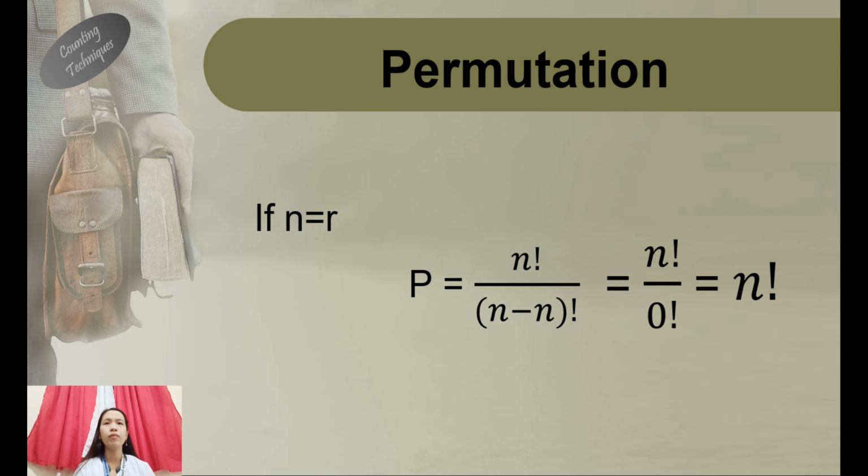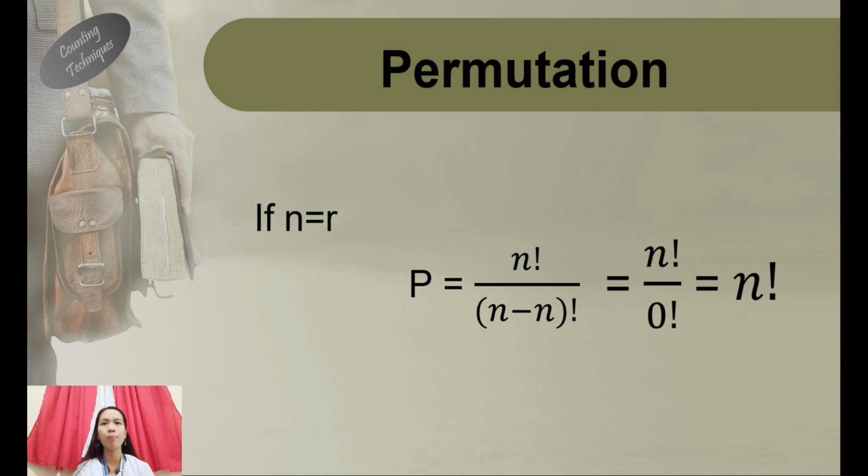If the value of n is equal to r, use this formula. P is equal to n factorial over the quantity n minus n factorial. So, it is equal to n factorial over 0 factorial, which is equivalent to n factorial. Take note that 0 factorial is equivalent to 1.